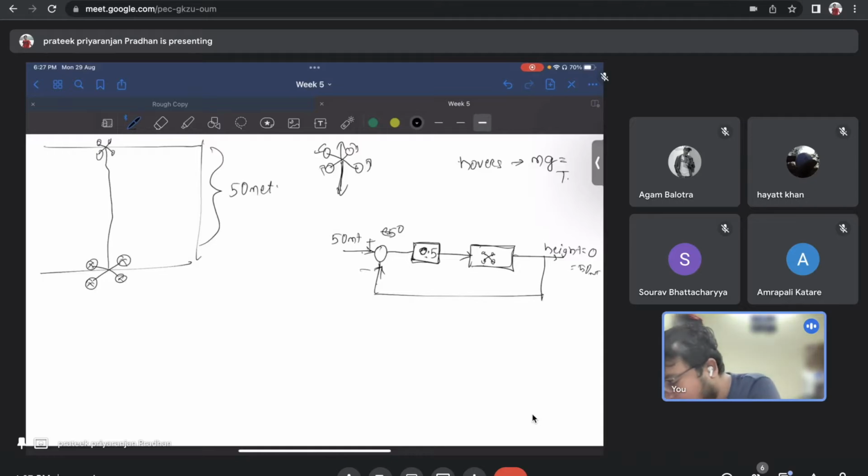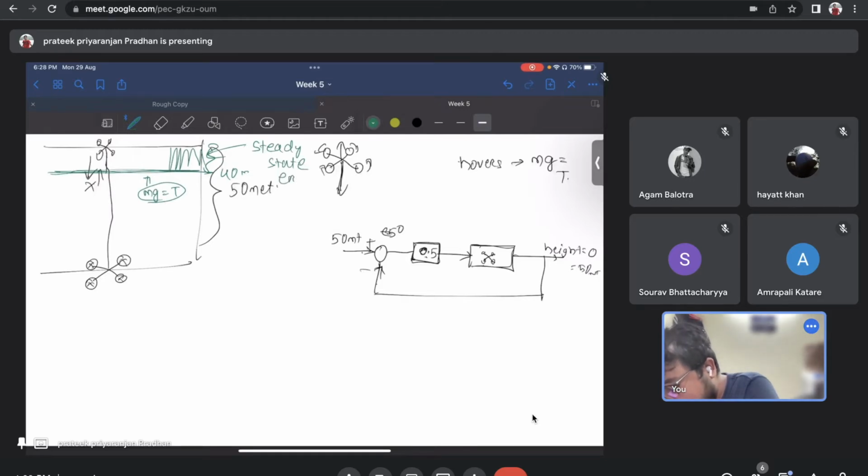So then it will fall down again. Is it clear? Because the error is 0, my drone doesn't get any more electrical control signal to fly. The power is gone, so it will fall down, and as soon as it falls, there is some error again and it will try to go up. Ultimately it will settle at the value where mg is equal to the thrust. It will hover at this value, not at 50. Suppose this is 40 meters. This is called steady state error.